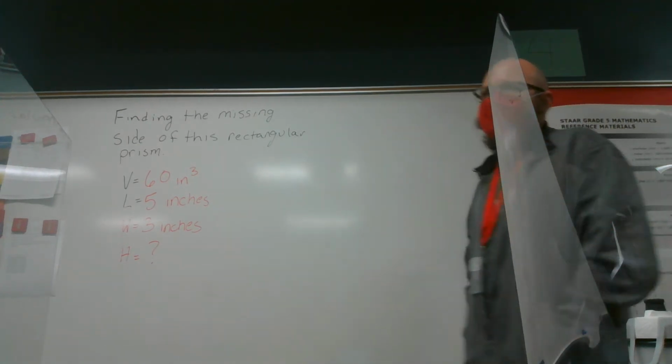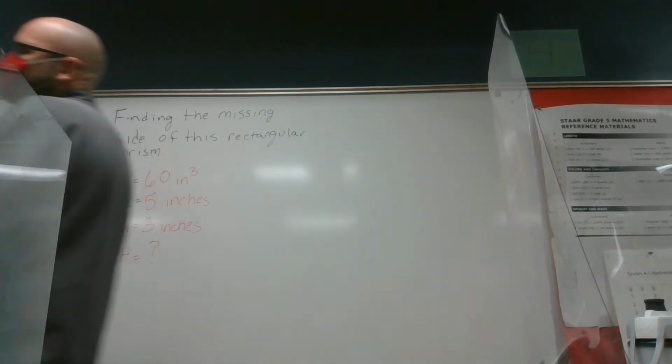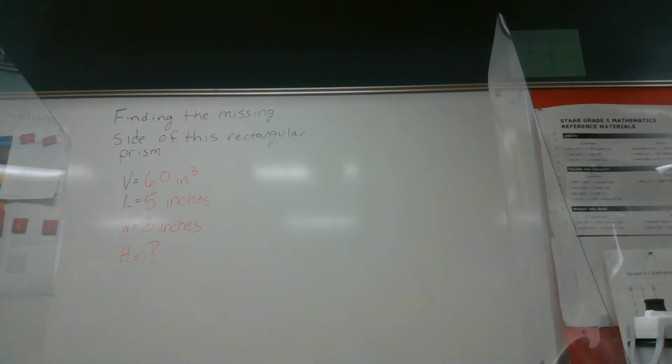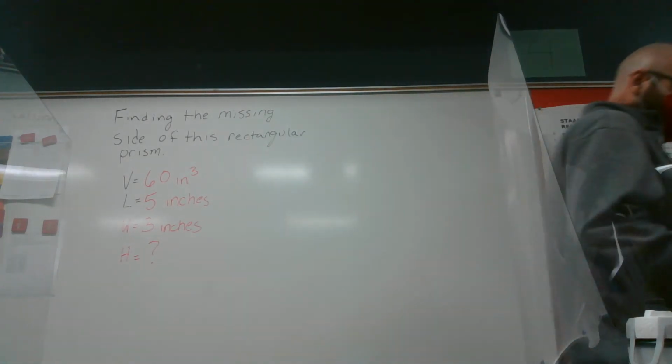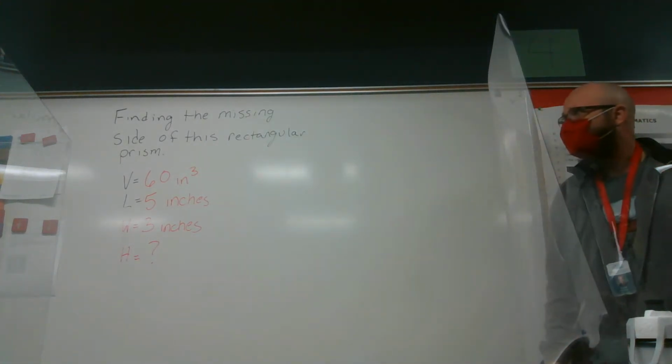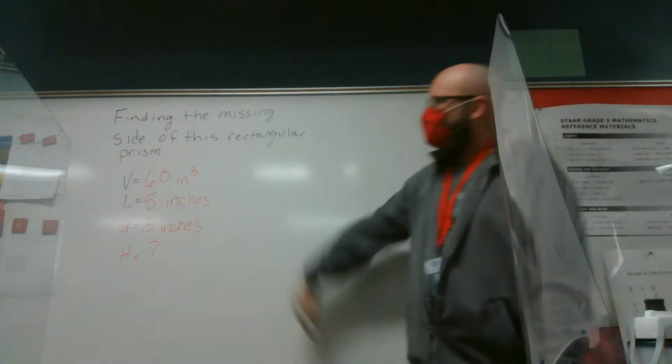We are going to solve a volume problem with missing sides. Yesterday we talked about volume, and most of y'all were like, man, that's so easy. So I thought we'd practice one, since it is so easy. Find the missing side of this rectangular prism.